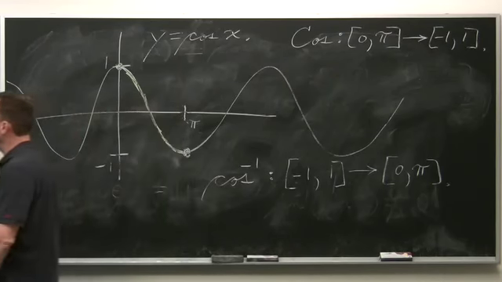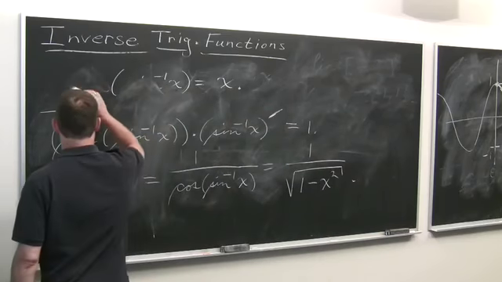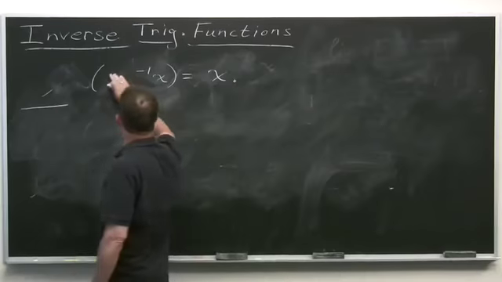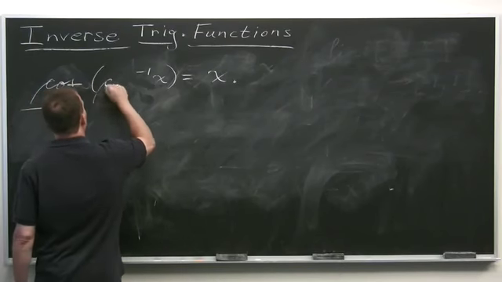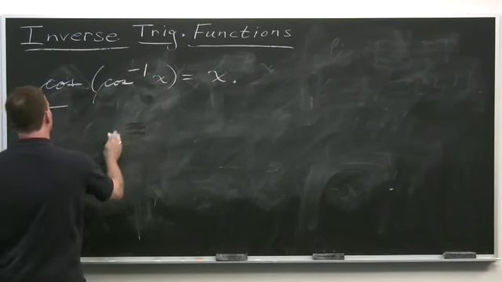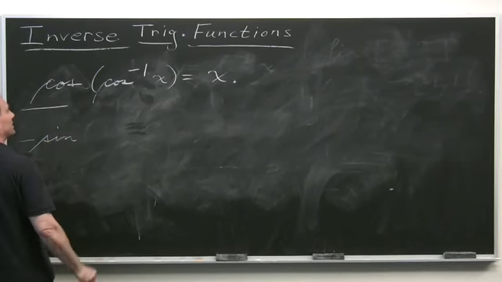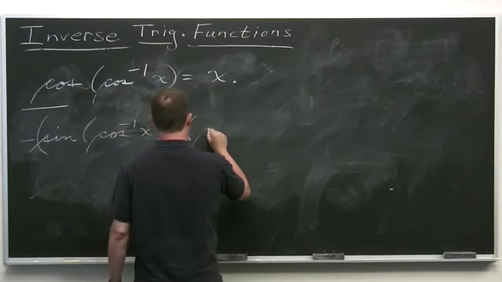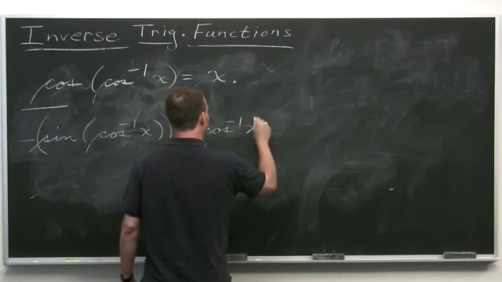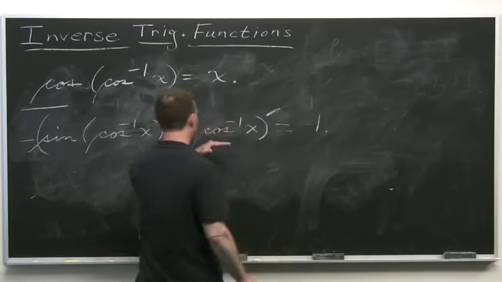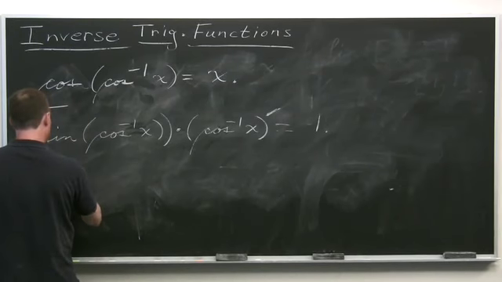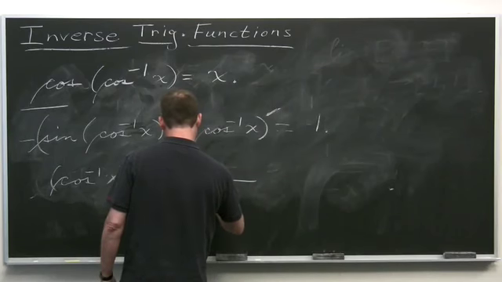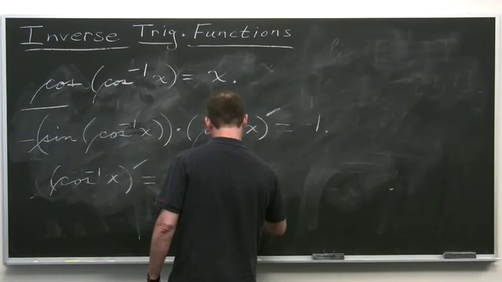What's its derivative? Well, you do something just like this. Here's cosine of inverse cosine. You differentiate both sides with respect to x and apply the chain rule. You get minus the sine of the inverse cosine of x times the derivative of the inside function, so times the derivative of inverse cosine of x, and this equals 1. You divide both sides by this, and you get the derivative of inverse cosine of x is -1 over the sine of the inverse cosine of x.